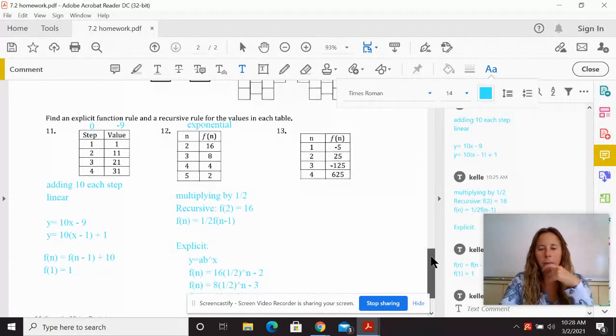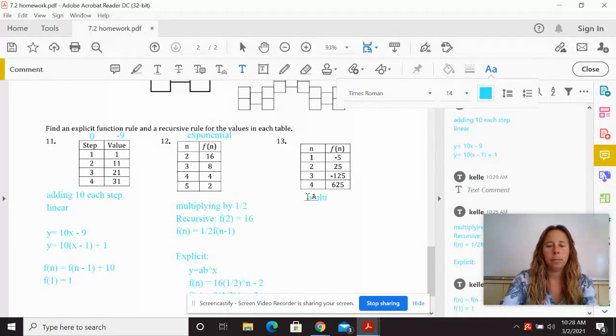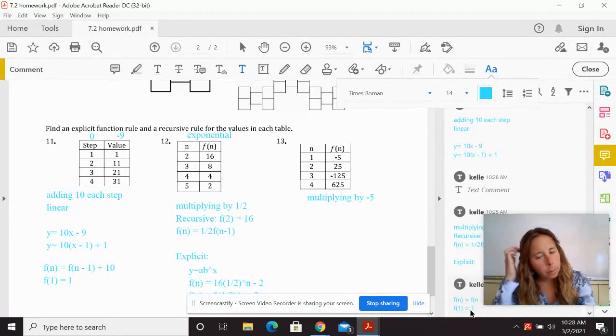Finally, you have 13. So 13, you have to be careful. You're multiplying by -5. Okay, -5 times -5 is positive 25. 25 times -5 is negative 125. So you have to be careful with your signs.